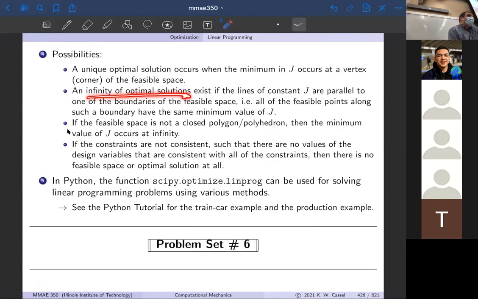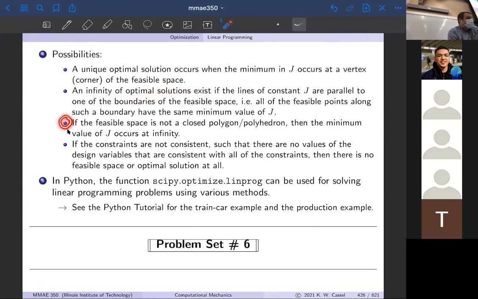On one hand, you say, well, that's not a bad solution, because that gives me more flexibility in determining how many of A and B to make to maximize the profit. Maybe there's some other reason to move in one direction or another, but the point is it doesn't give me a unique solution.